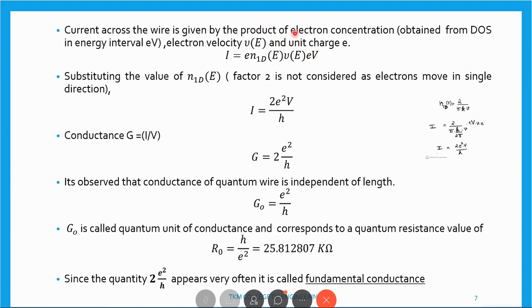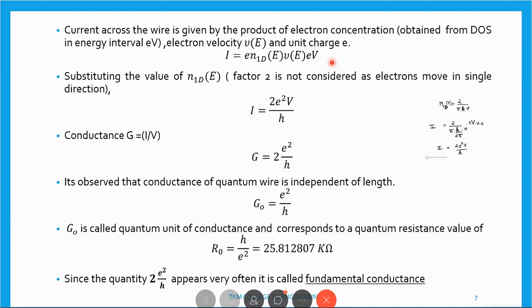When you consider the product of electron concentration multiplied by velocity, the electron concentration should be obtained from the density of states in the interval EV. Since we have considered a one-dimensional quantum wire, the one-dimensional density of states in E multiplied by EV, because density of states in the energy interval EV will give the electron concentration multiplied by electron velocity multiplied by unit charge will provide the current.